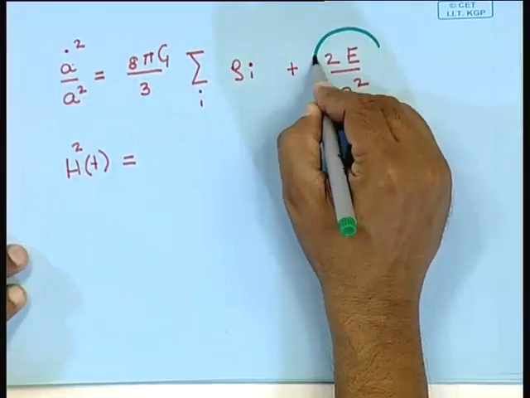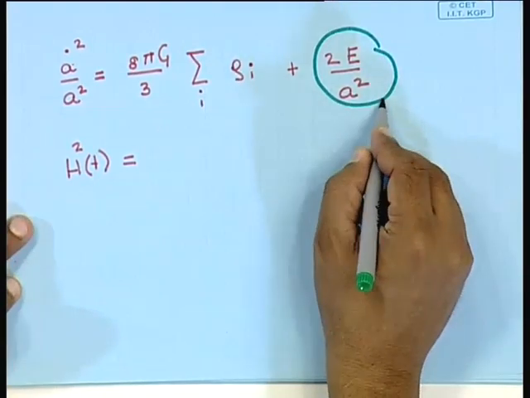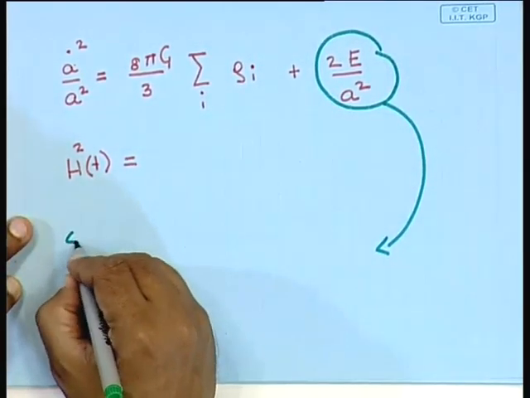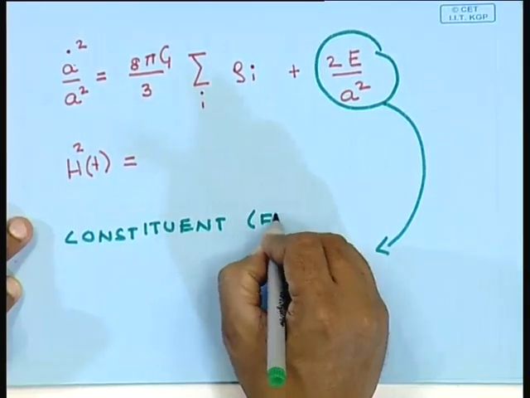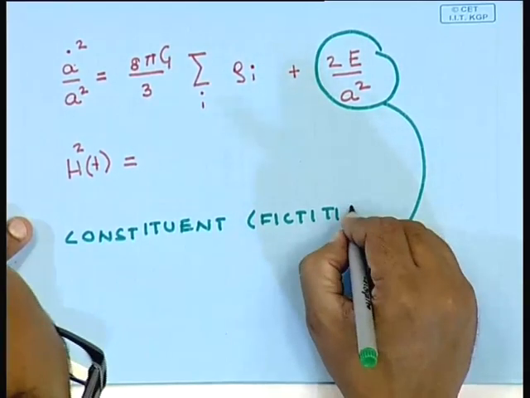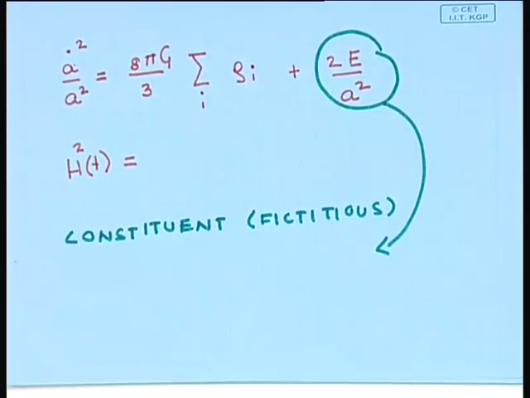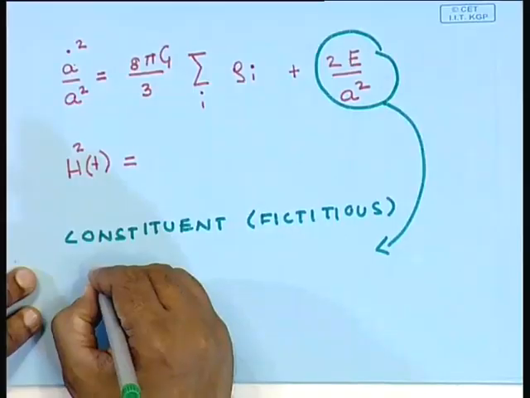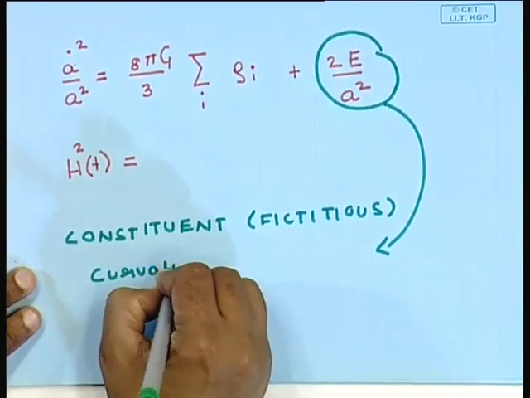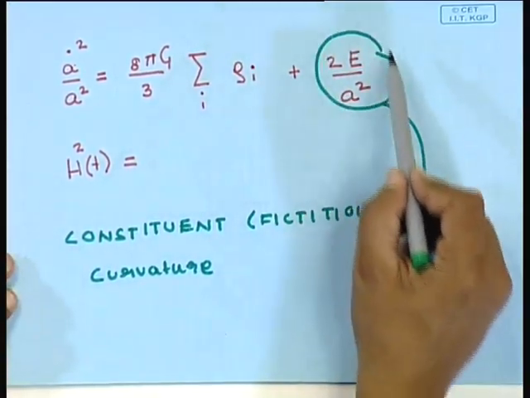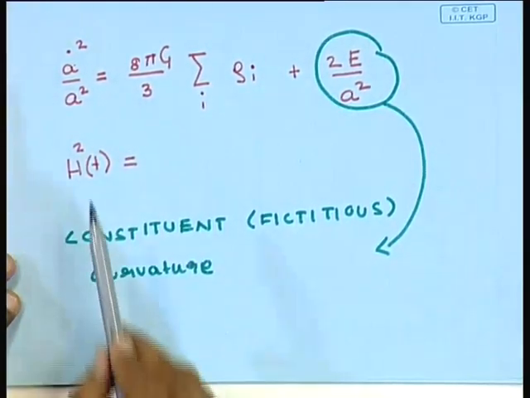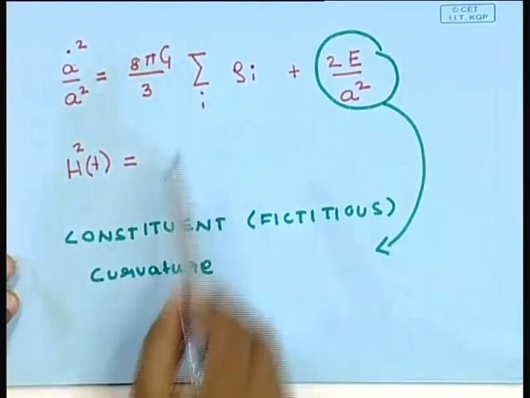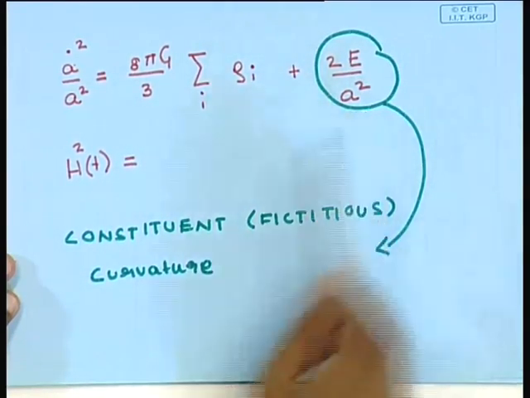as a fictitious additional constituent, a fictitious component of the universe, and this fictitious component of the universe is called the curvature component. So, bear in mind that this is a constant of integration that comes about. This term E is a constant of integration that comes about when we integrate a first order differential equation. It is convenient to think of it as an extra component of the universe.